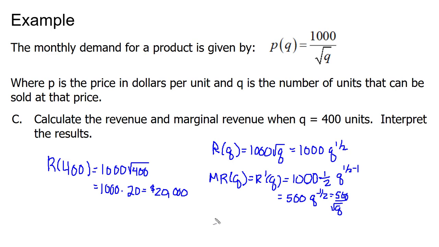So if we plug in our 400, we're going to get 500 over the square root of 400. So that's going to be 500 over 20, which is 25, and that's $25 per unit. Okay, so now we have our two values. Our first value was $20,000, and our second value is $25 per unit.